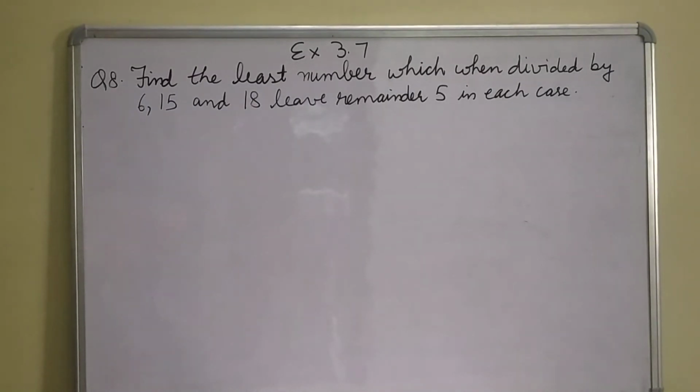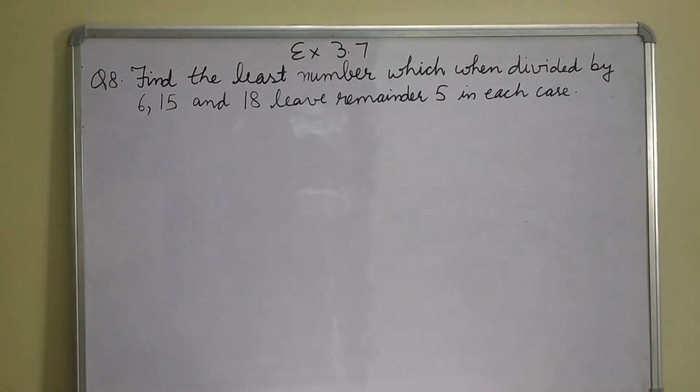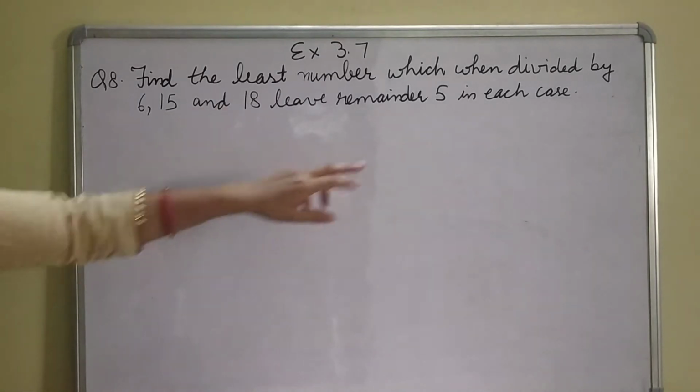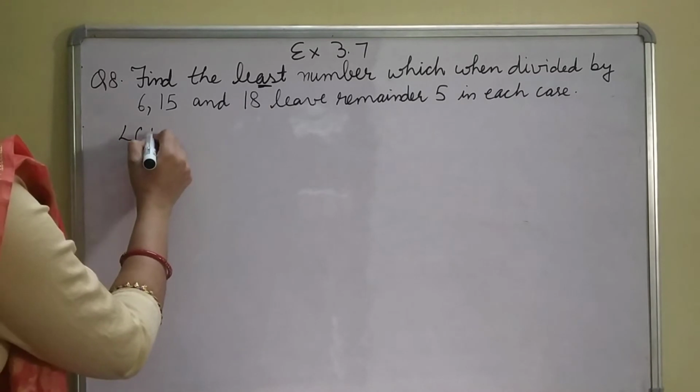Question number 8 is: find the least number, meaning the smallest number, which when divided by 6, 15 and 18 leaves remainder 5 in each case. It means when we divide that number by these 3 we have remainder 5 in each case. Now what to do? As we have to find the least number, we will find the LCM.